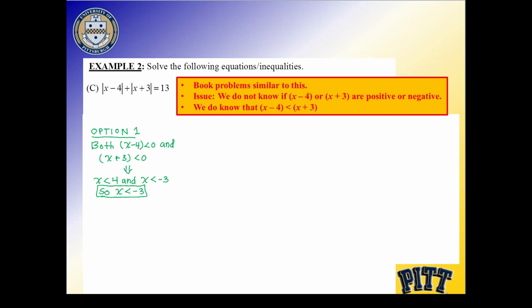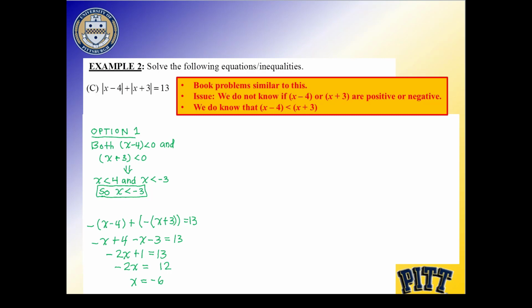Under those circumstances, since x minus 4 and x plus 3 are both negative values, the absolute value is just going to perform the opposite of what x minus 4 and x plus 3 are. So when I clear the absolute value symbols of the original equation, I end up with a negative x minus 4 plus a negative x plus 3 equals 13. I do some simplifying. Subtract 1 from both sides, divide by negative 2. I get x equals negative 6.